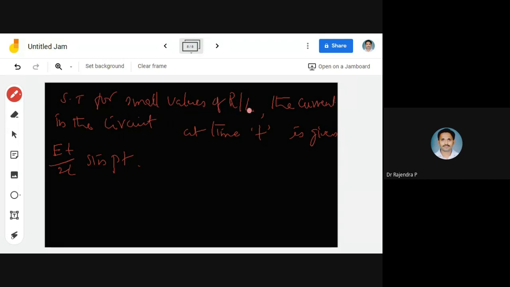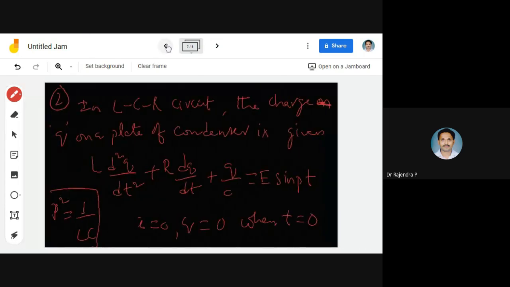Then you have to show this result for small values of R by L. Suppose you have R by L in your term, because it is very small, you can neglect even the higher order terms, R square by L square, any other terms that come in your differential equation. Sometimes even R by L also you can neglect if you want, because they are telling it is a small value. But these are things we can think about later. What they have given is this differential equation, with some initial conditions, and we have to solve it. So we will follow the same procedure.